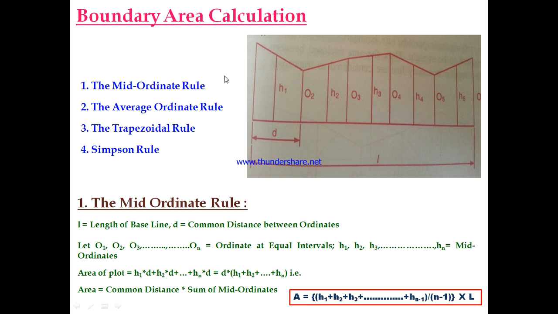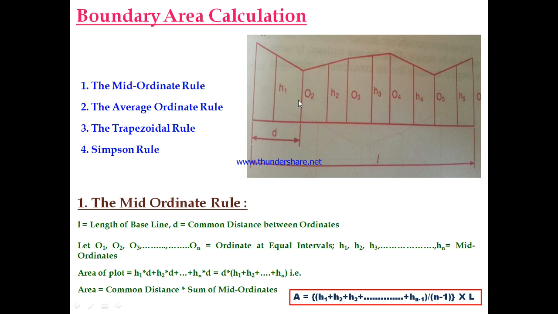Now we need to calculate the area of a particular strip. Here the length of the strip of land is L, and the distance between the two ordinates is equal and is equal to D. Now let's try to calculate. The length of the baseline is L and D will be the common distance between the ordinates. Suppose O1, O2, O3 up to On are the ordinates at equal intervals. Now what we need to do?